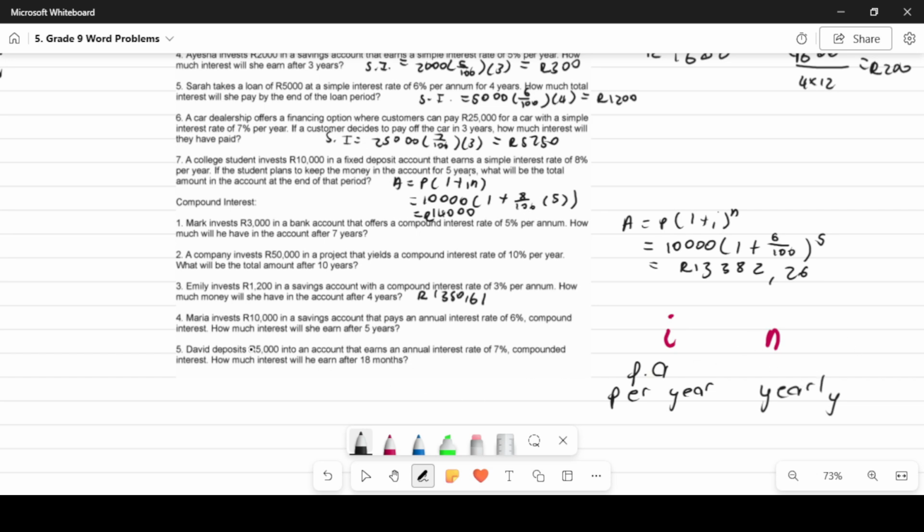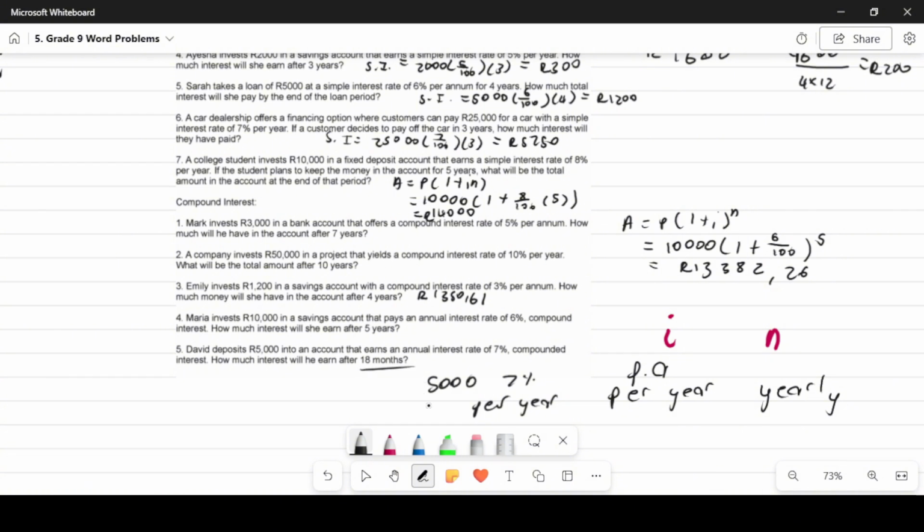Why? Because this 5,000 Rand is put into a savings account with 7% per year. So how many years was it in the account? How many times did this thing collect interest? It collected interest 18 divided by 12 times, which is 1.5 years. So 1.5 years' worth of interest this 5,000 collected.